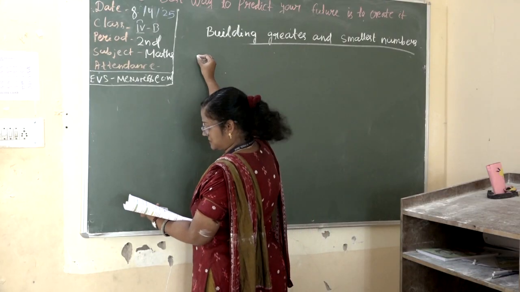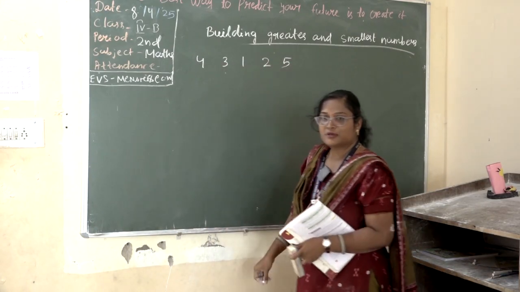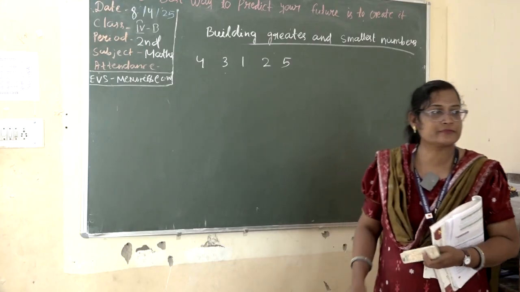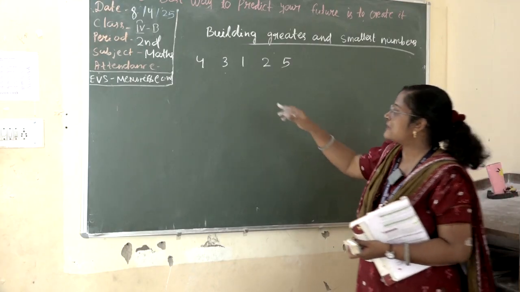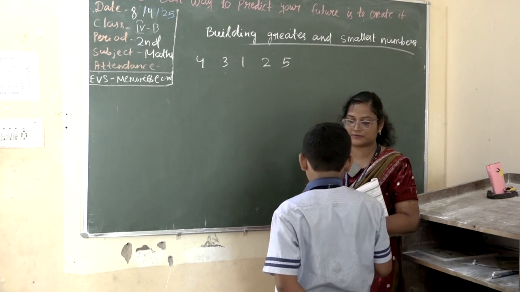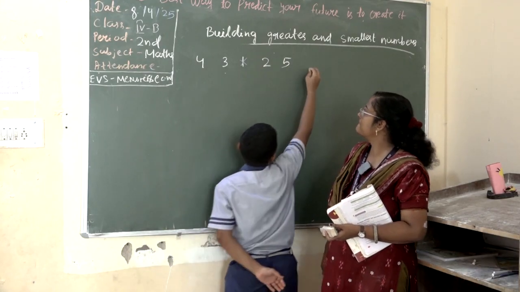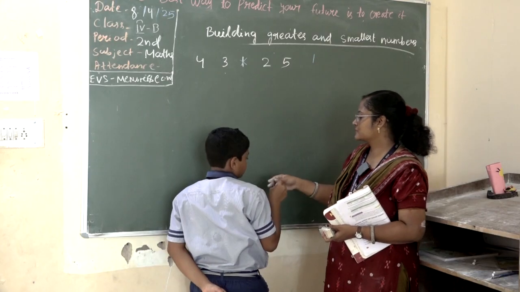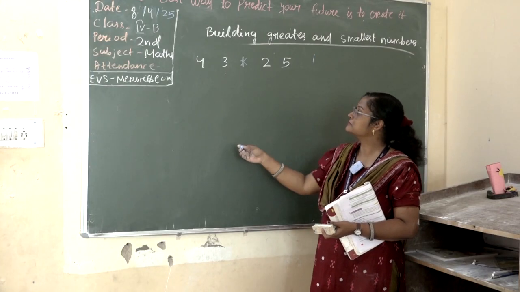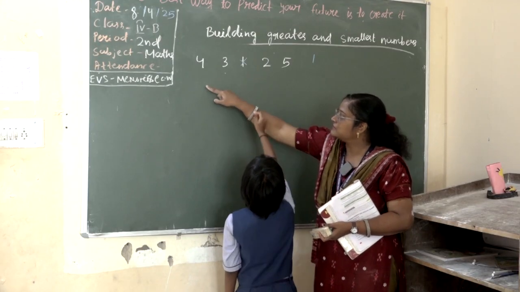Okay, now another number: 4, 3, 1, 2, 5. Now I will call a student to write. Come, Somya. How many digits are written here? 5 digits are there. You have to cross the smallest digit and write it here. Next will come. This number will not be written again. All other remaining numbers you write here.